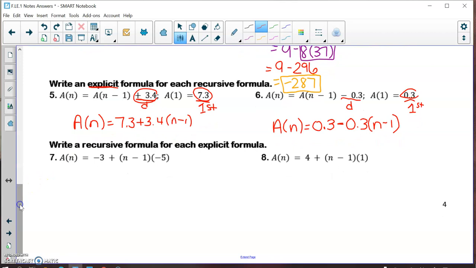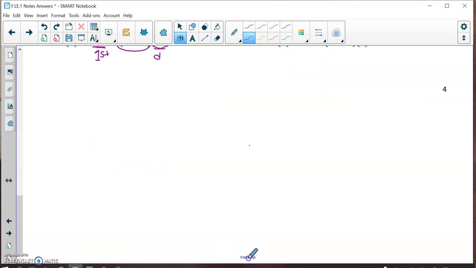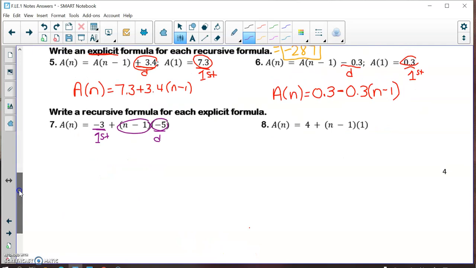Now in number 7, we have the explicit formula. We want to write the recursive formula. So in number 7, my first term is negative 3. My common difference is negative 5. And notice the common difference in this one is switched around with the n minus 1. That is completely okay. You could also have written your explicit formula as negative 3 minus 5 times n minus 1. That's the same thing.